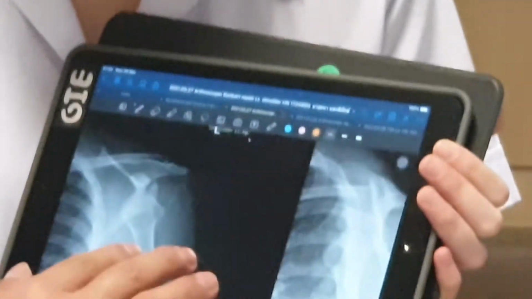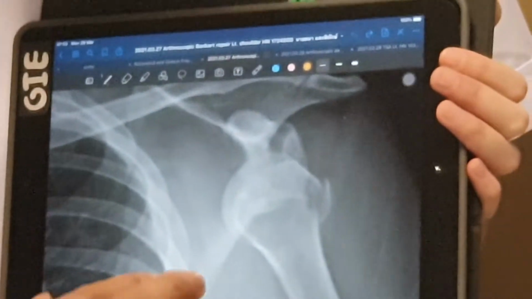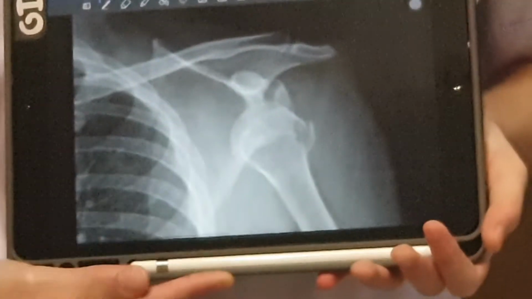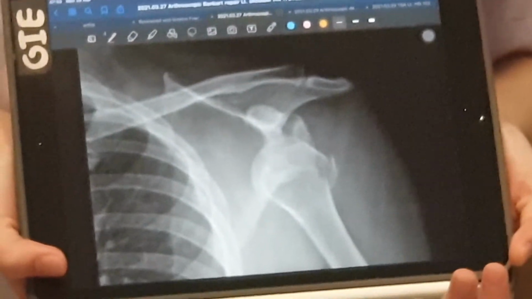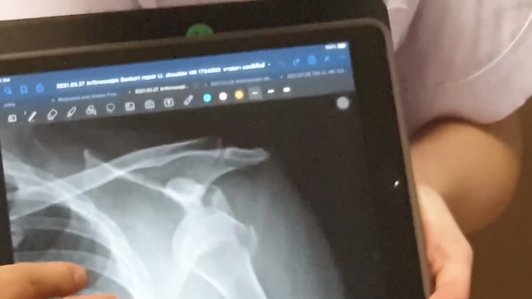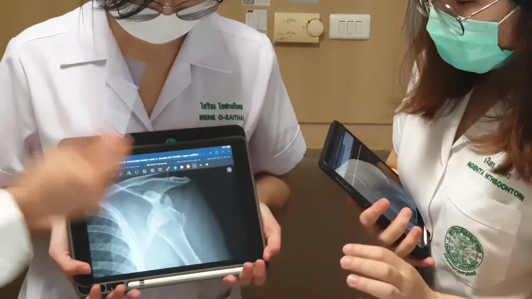So this is the X-ray of the shoulder at the first time at Korat, Nakhon Ratchasima. Okay, read the film, if you're the first doctor. So this is a film of a 49-year-old man. This is a film of the left shoulder, AP view.